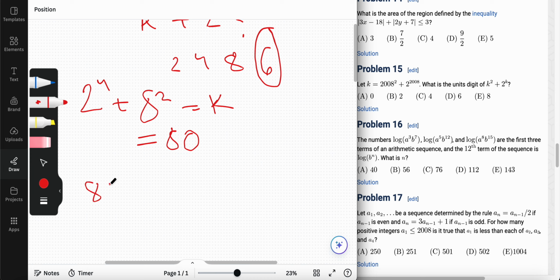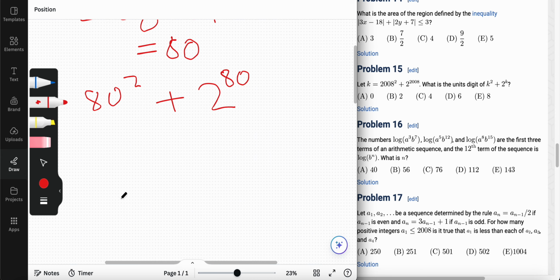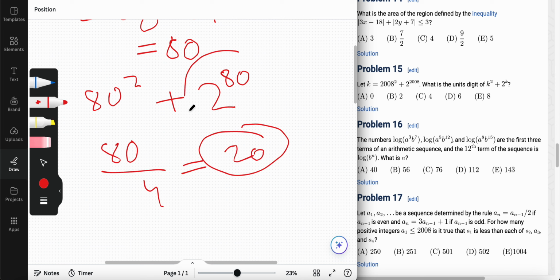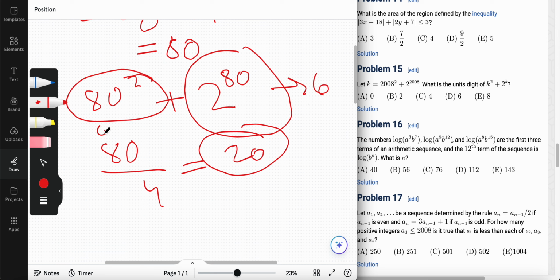Unit digit of 80 squared plus 2 to the 80. We can apply the same trick as before. 80 divided by 4, because the pattern repeats every 4 times, is just 20. That means it divides evenly, so this unit digit is going to be 6. And 80 squared is 6400, so this has a unit digit of 0. We don't need to worry about this because it ends with 0. So our answer is going to be 6, which is D.